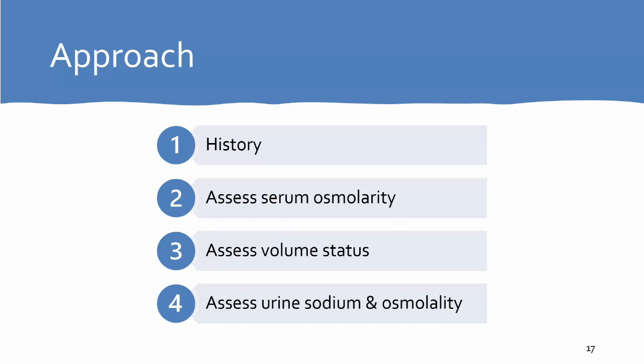So when we are presenting with a patient with hyponatremia, this is our general approach. We'll start off with the history, as in all patients. Step 2 will be to assess the serum osmolarity. Step 3, assess the volume status. And the 4th step is to assess the urine sodium and osmolality. We won't usually have access to those results, the urine sodium and osmolality.